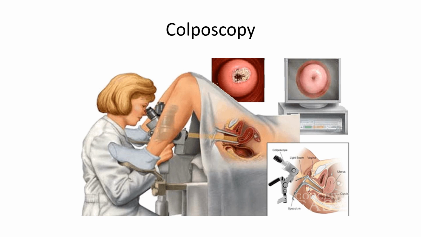So this is a colposcopy. You can see in the inset picture a picture of the colposcope, and it's providing that microscopic visualization of the vaginal walls and also the cervix. So that is colposcopy.